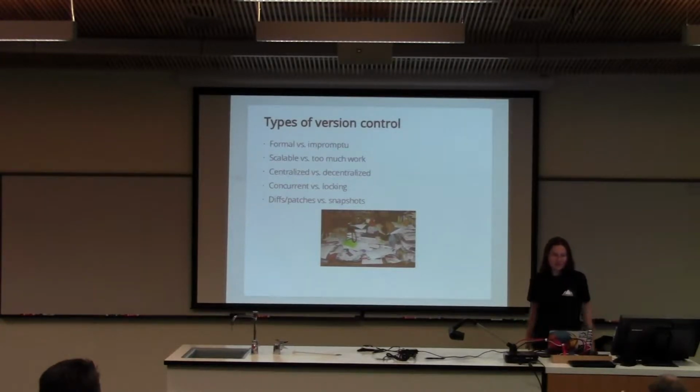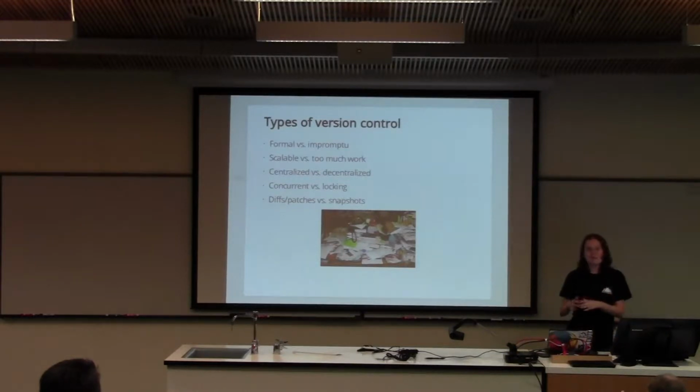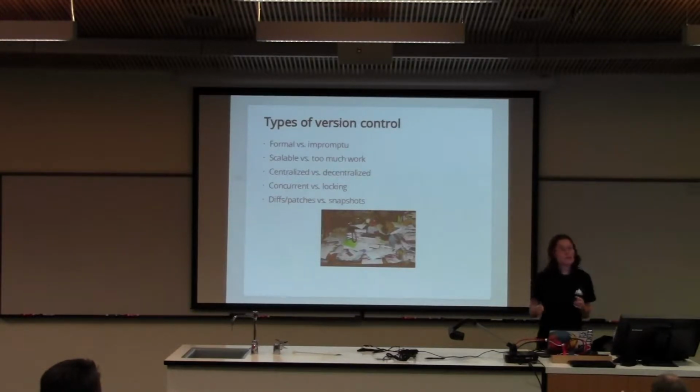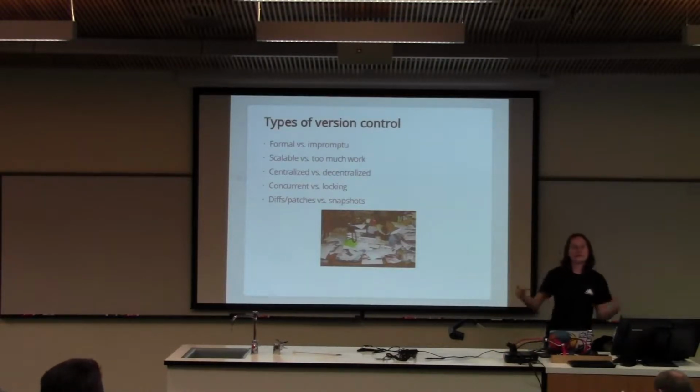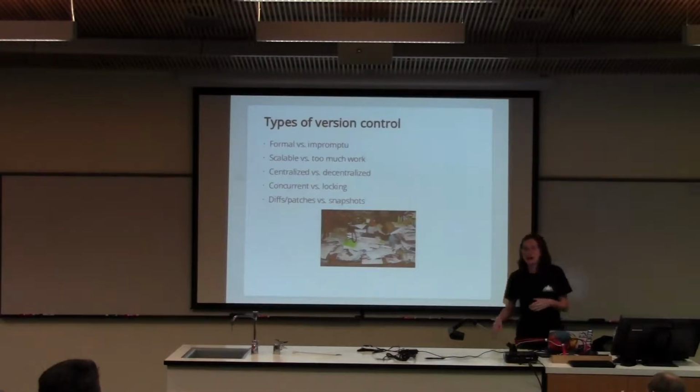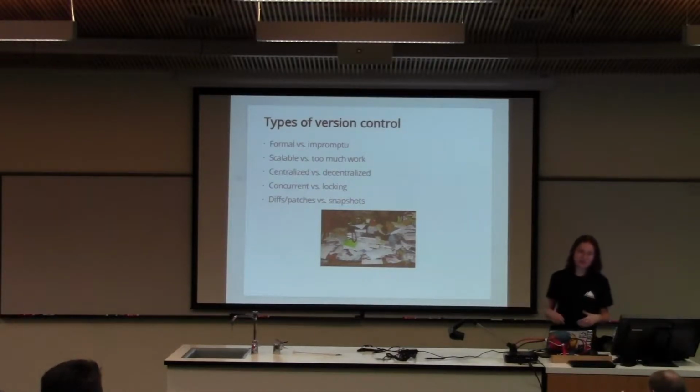in the bigger picture, version control can mean any of a number of things. You can have a formal system like a piece of software that tracks your code history, or you can have a more impromptu system like we saw in the comic. You can have a system that scales really well as you add more and more files to it, or you can have a system that you can't really scale, and so you have to find something else when your project gets bigger.